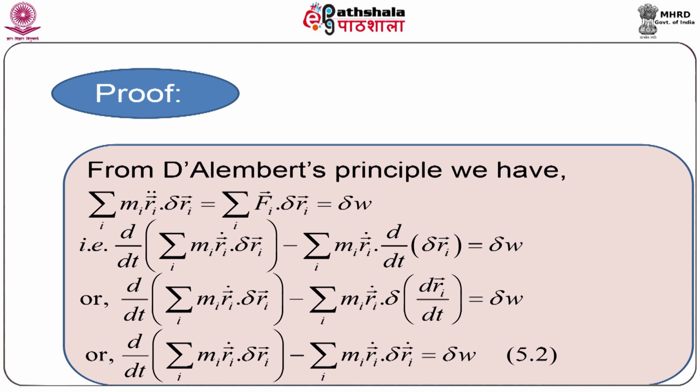Proof. Consider a holonomic dynamical system. Let delta r vector denote the small virtual displacement of a typical particle of mass m of the system whose position vector is r vector at the instant t. By virtual displacement, we mean that the position of the particle changes but time remains fixed.